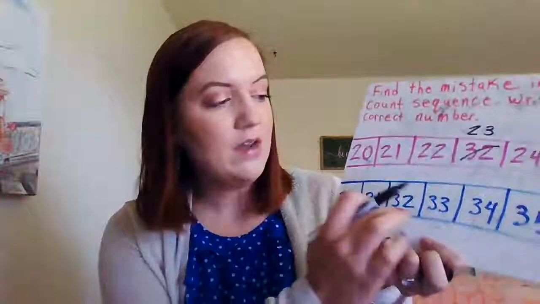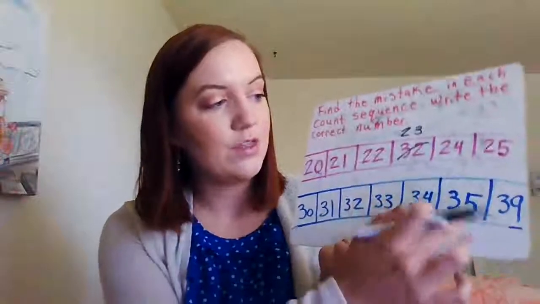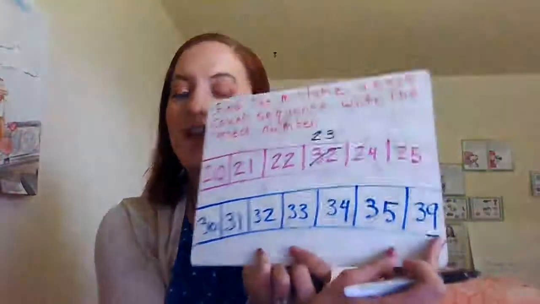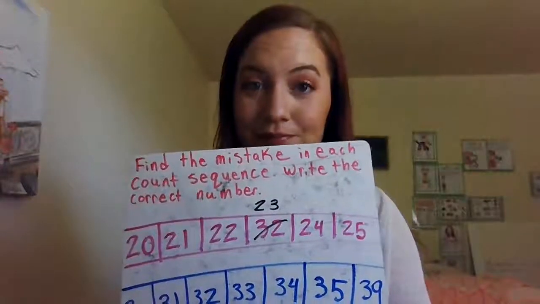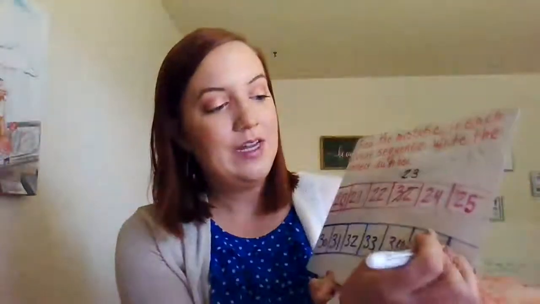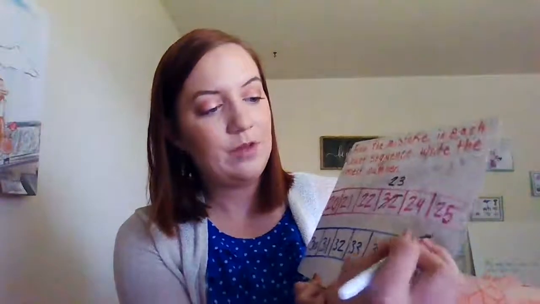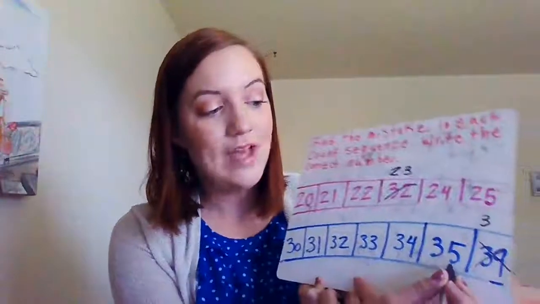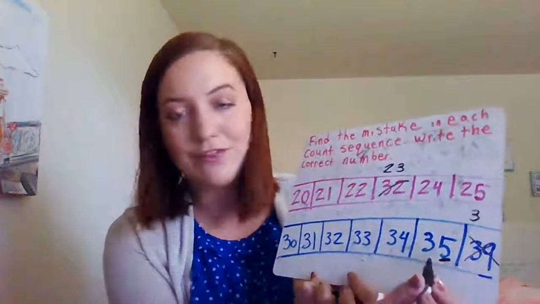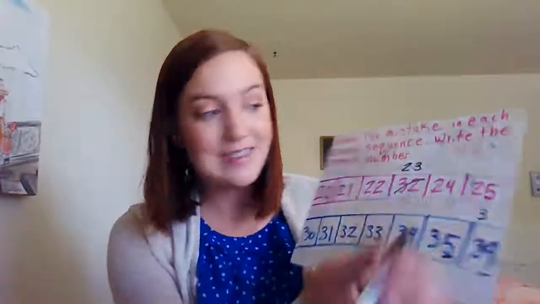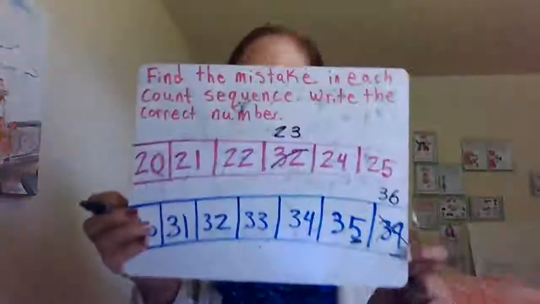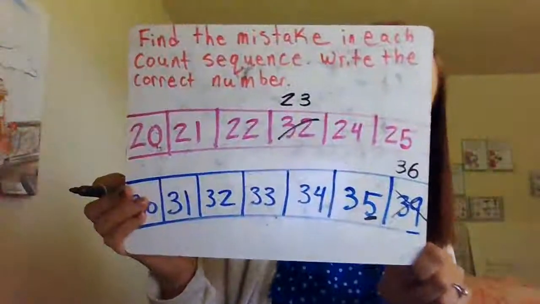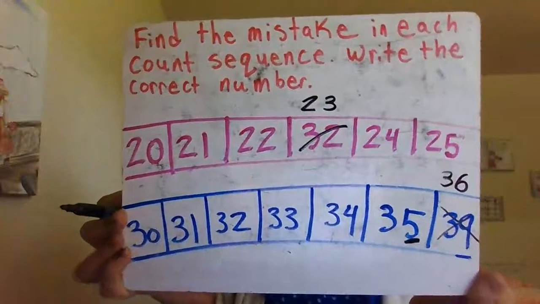So now we're going to come down here. 30, 31, 32, 33, 34, 35, 39. Does 39 come after 35? No, so we need to cross that out. We're going to write a 3 for the 3 tens that are in 30. And then for the ones that should come next, what comes after 5? A 6. So it should be 3 tens and 6 ones. That's what we should have. Not too hard.